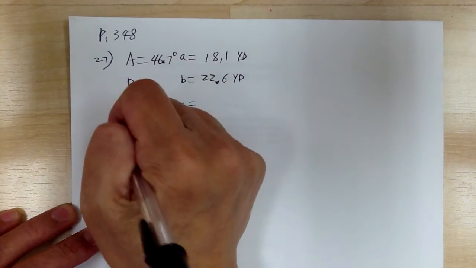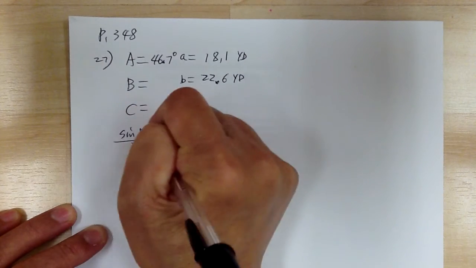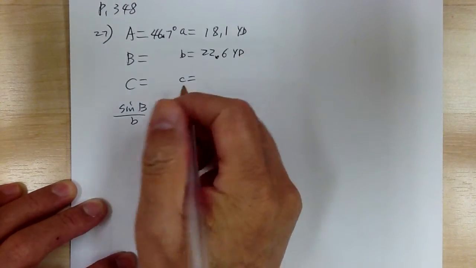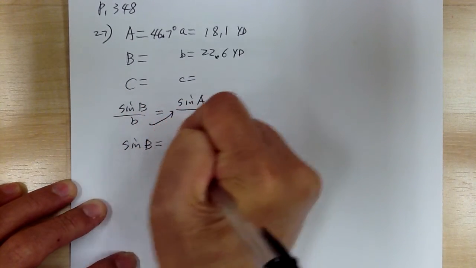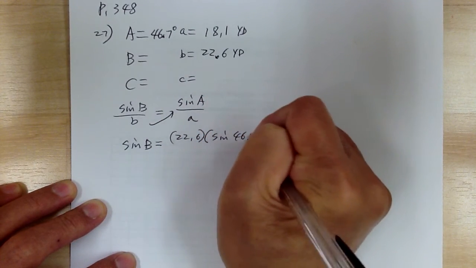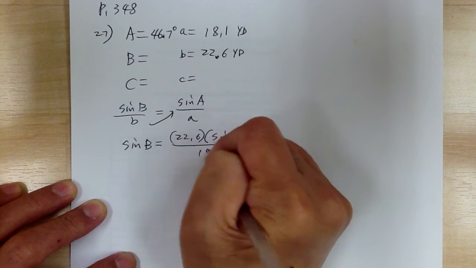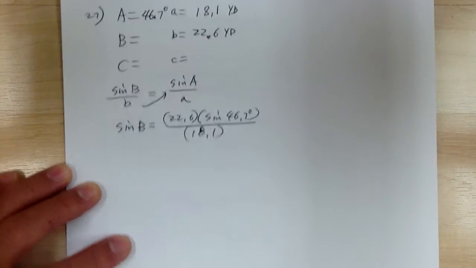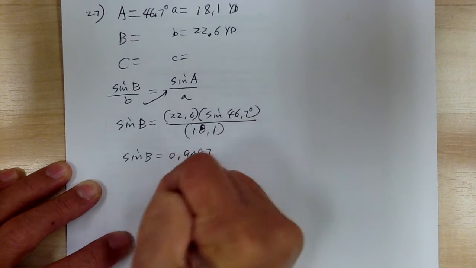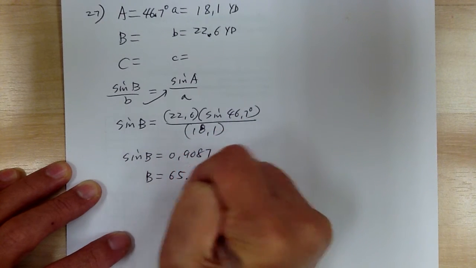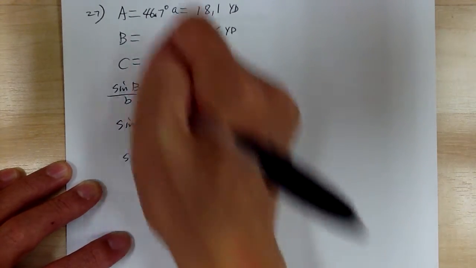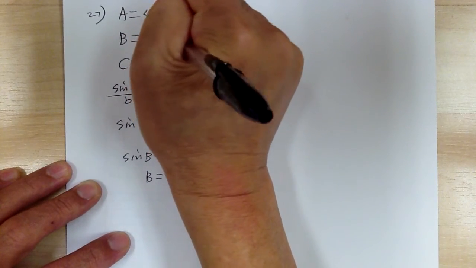So let's get the B. So sine B over b equal to sine A over a. So move this over. You get sine B equal to 22.6 times sine of 46.7 degrees divided by 18.1. You get sine of B equal to 0.9087. So angle B equal to 65.3278 degrees. So when you put it over here, it can be rounded off to one decimal place. So you get 65.3 degrees.